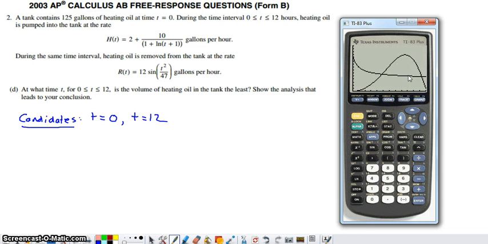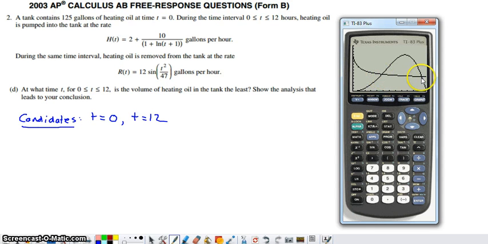So if I go back to my graph screen here, this is the rate at which heating oil enters. So from 0 to whatever this time is, we have more heating oil entering the tank than leaving it, because the rate at which it enters is above the rate at which it leaves. So this t value right here, or this x value from my graph, is not a candidate for the least amount. That's a candidate for the maximum amount.